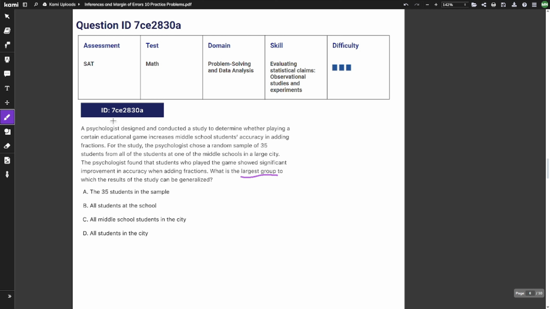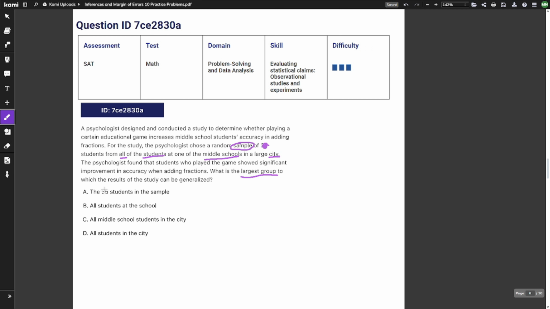So let's look at our sample. Right here we have a sample, and we can ignore this number. It's going to be all the students at a middle school in a city. So it's just going to be all the students in a middle school in a city. Let's see what answer choice says that.